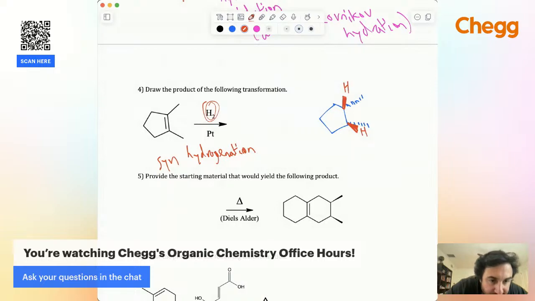Blood rose, yes. So yeah, anti-Markovnikov addition reactions tend to proceed by radical mechanisms. That's correct.